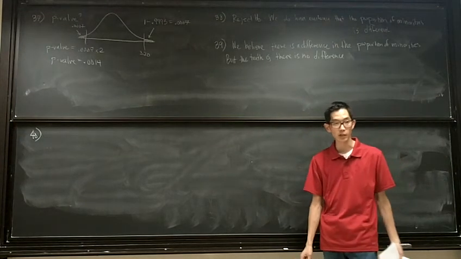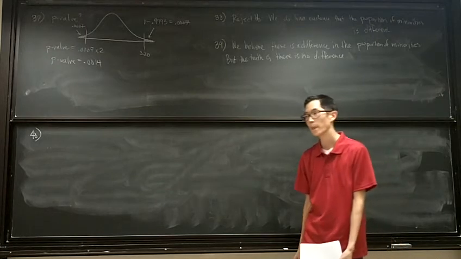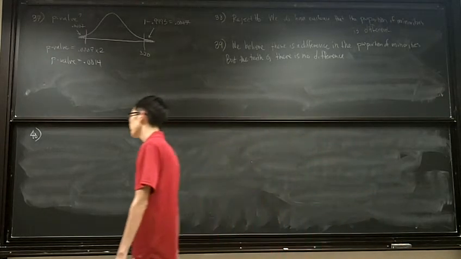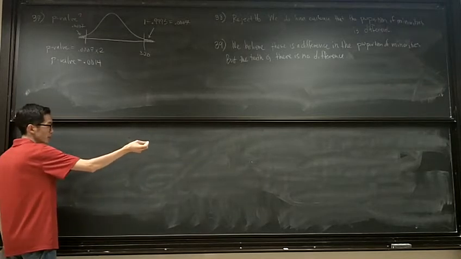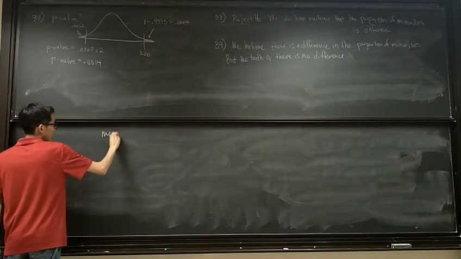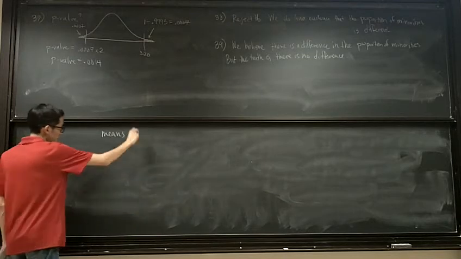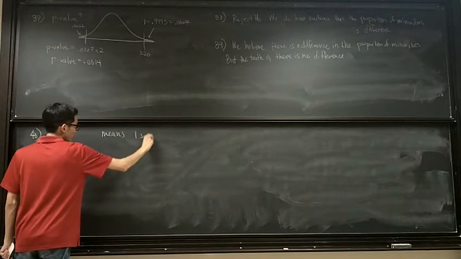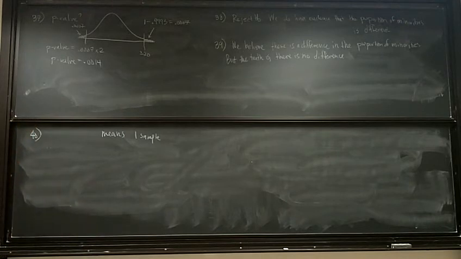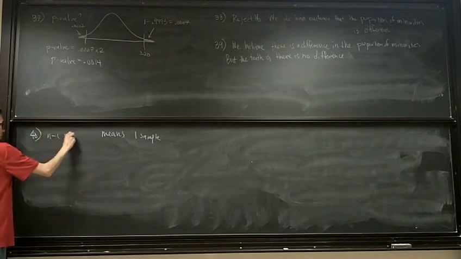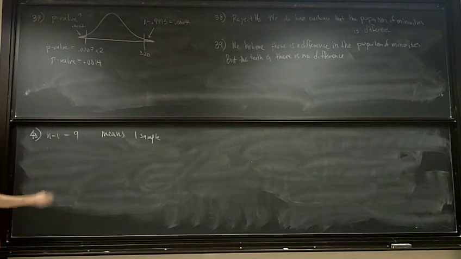How many degrees of freedom do we have? 9. Well, first off, are we dealing with means or what? Means, yeah, and how many samples do I have? 1 sample. Only 1 sample, so always figure that out. Degrees of freedom is n minus 1. So I have 10 bags, I got 9 degrees of freedom.